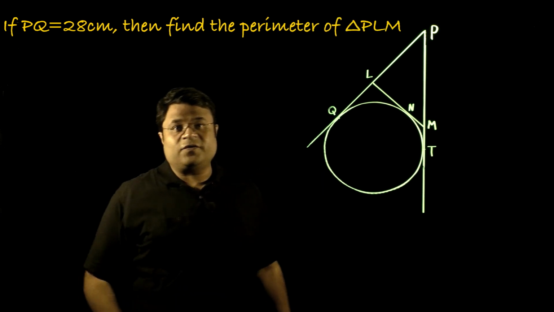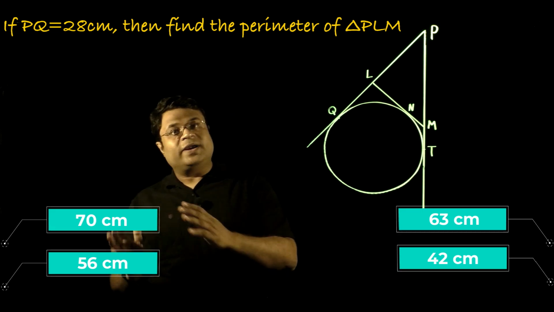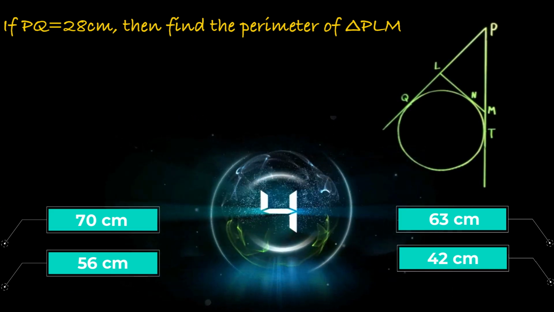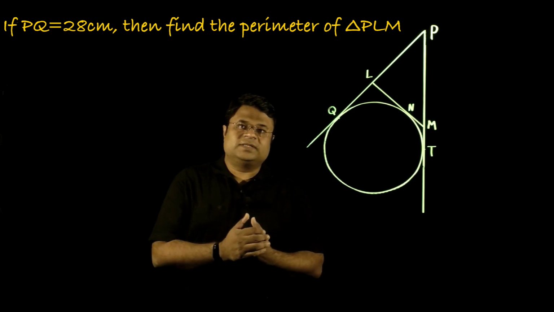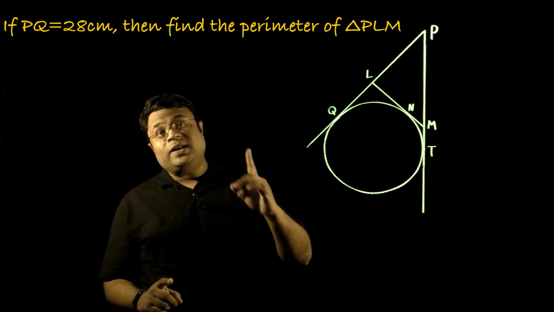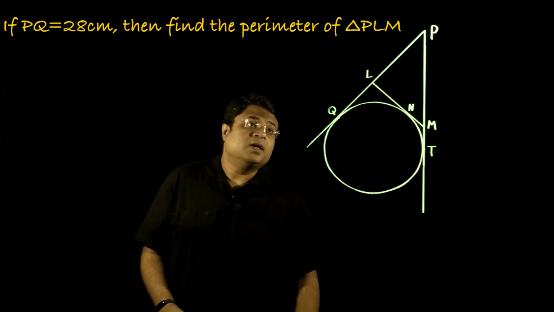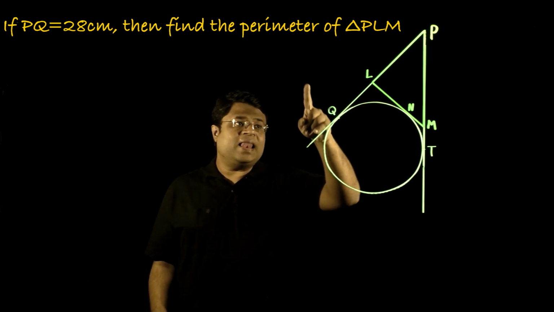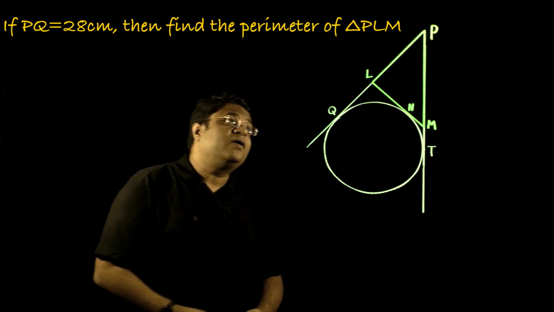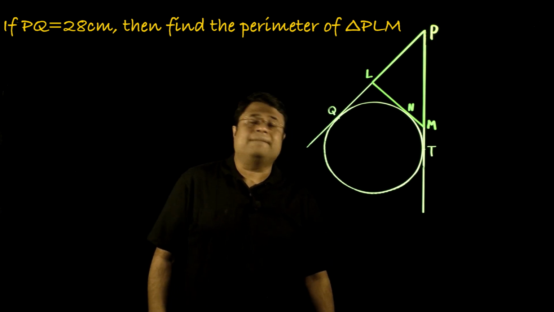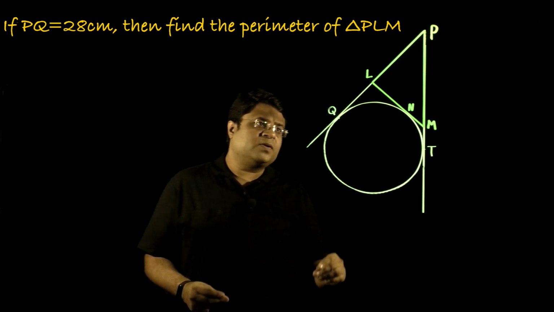So this is a wonderful question based on tangents to a circle. Let's see how you get the correct value. This question needs only one theorem. So we'll be analyzing this question very quickly. We have a triangle PLM. We need to find the perimeter of the triangle PLM. So let's do one thing, let's analyze the triangle PLM, right?